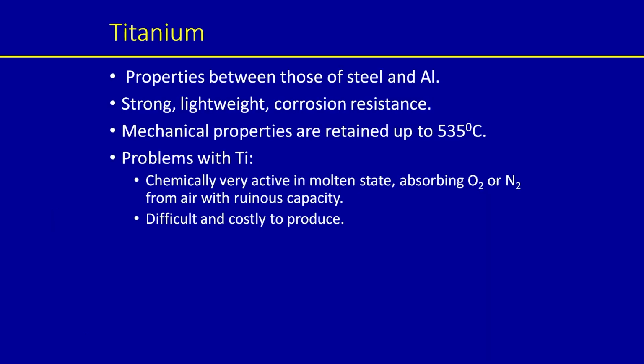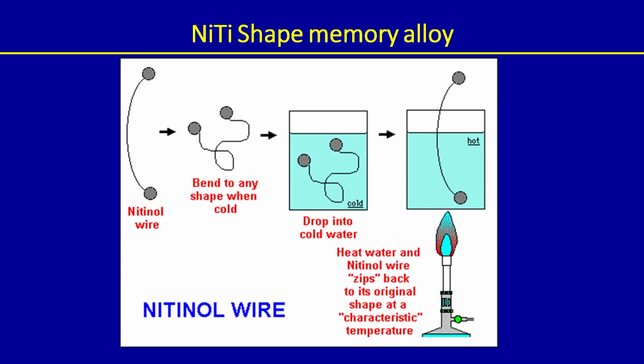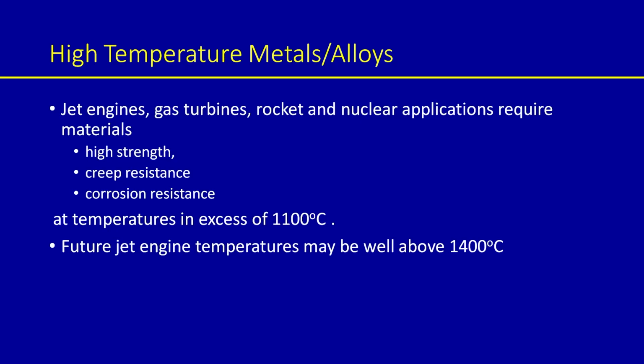Then we discussed titanium. Titanium is very important for space industries and other industries, also as implants in the body. It is strong, lightweight with very high corrosion resistance, and although it is chemically active, it can react with oxygen, nitrogen very easily. It is difficult and costly to produce also. We talked about nickel titanium alloys which are used as shape memory alloys in the last lecture.